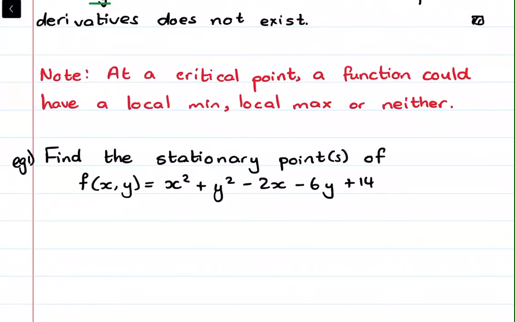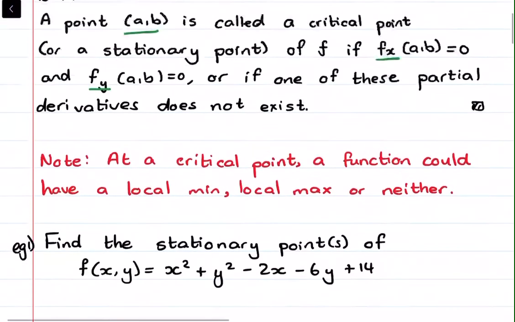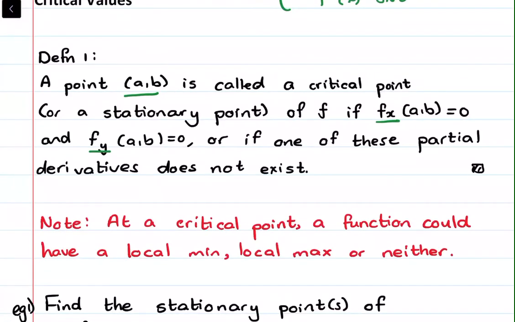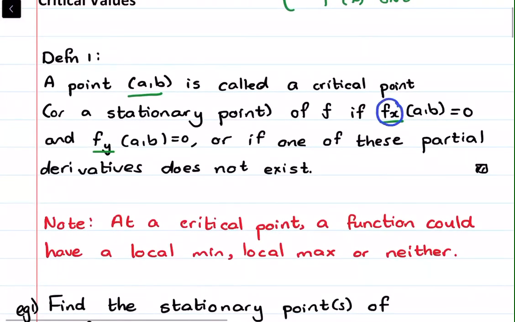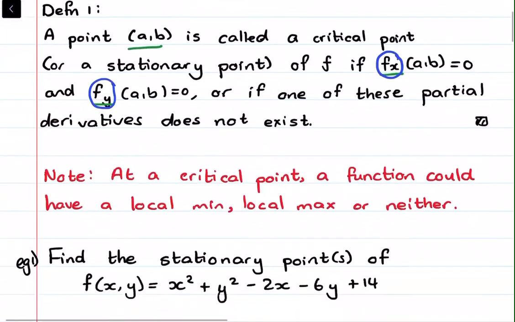Find the stationary point or points of f of x, y, which is x squared plus y squared minus 2x minus 6y plus 14. What does the definition say? The definition says that I should find the partial derivative with respect to x and the partial derivative with respect to y, and set these derivatives equal to 0. Whatever I get there is going to give me an ordered pair, (a, b).